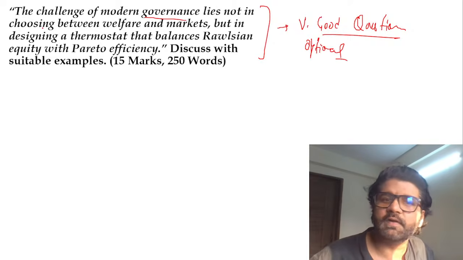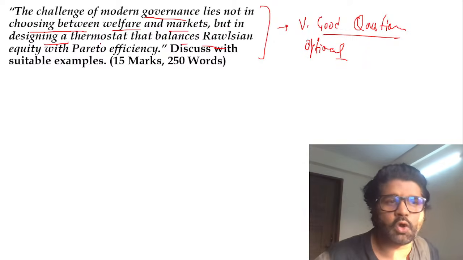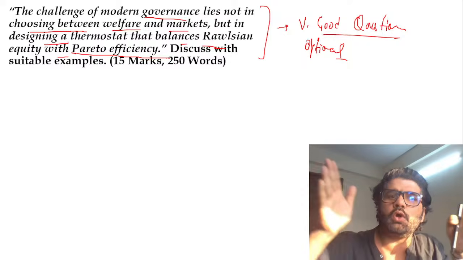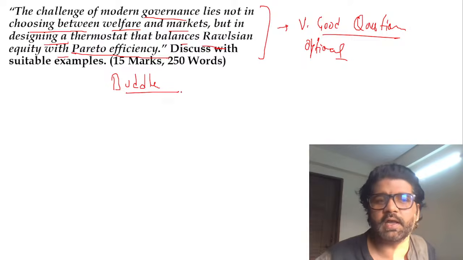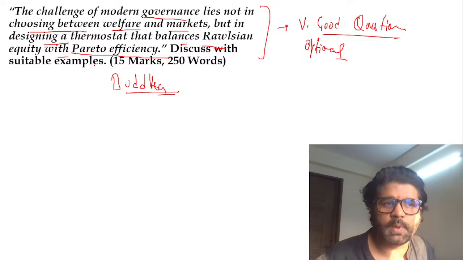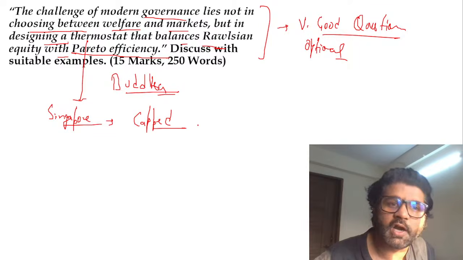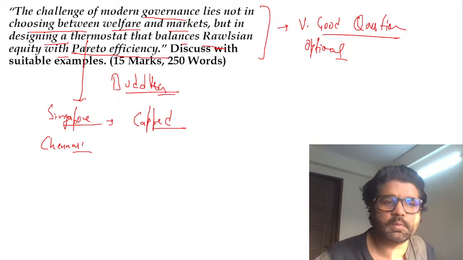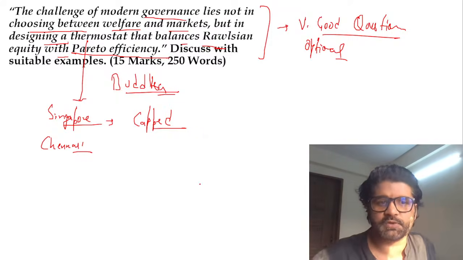The challenge of modern governance lies not in choosing between welfare and markets, but in designing a thermostat that balances Rawlsian equity with Pareto efficiency. You have to talk about it: it's not only about freebies, it's not only about market efficiency. We have to maintain a middle path as stated by Buddha, the Ashtangika Marga. The same Ashtangika Marga has to be applied here, which is the thermostat principle. Then you can talk about what Singapore is doing with bus subsidy, how there is a capped price but they are getting a long-term contract. So this is a thermostat. What different hospitals in Chennai and Hyderabad are doing, charging the rich higher so that they can subsidize the poor. So there has to be a balance which is maintained.